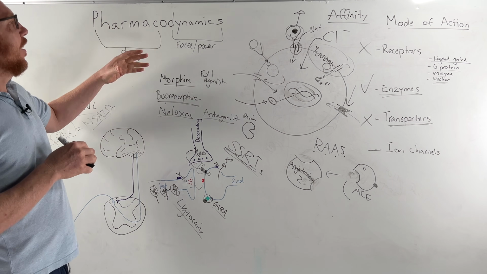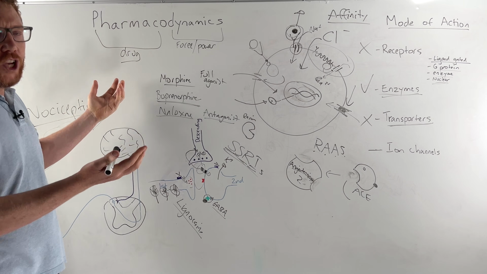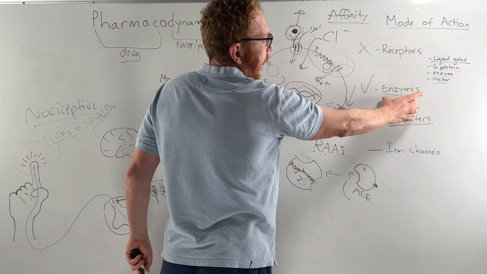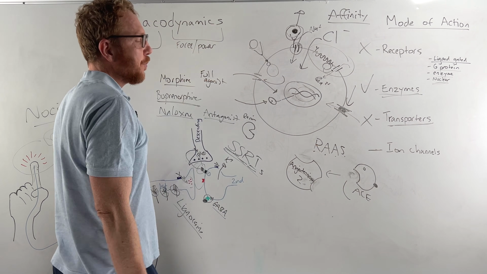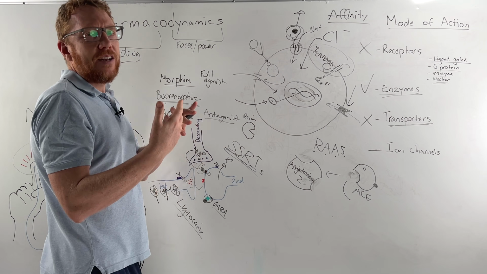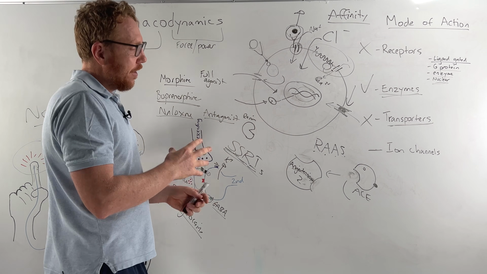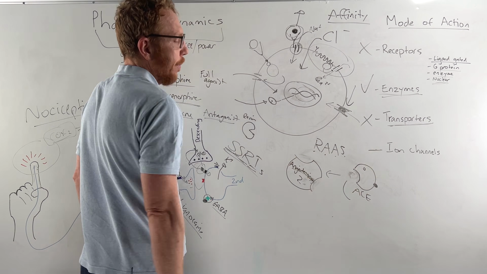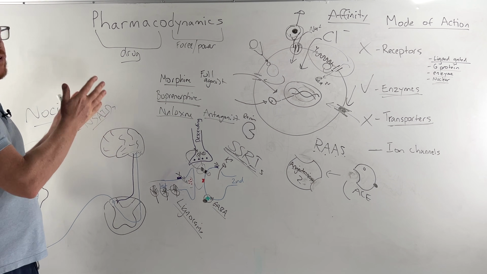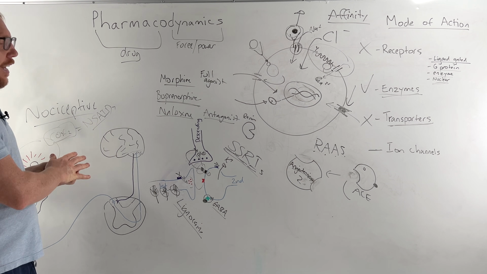We've gone through what the term means, what the general concept is. We've seen the broad mechanism of action, receptors, enzymes, transporters, ion channels. We've looked at affinity, we've looked at agonists, partial agonists, full agonists, antagonists. We've looked at competitive, non-competitive inhibitors, and then we've looked at an example to underpin the whole concept of pharmacodynamics in pain and analgesia.